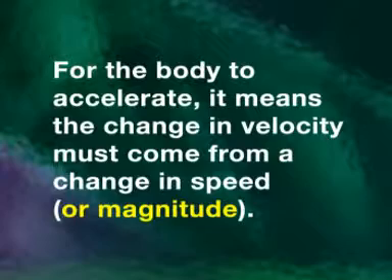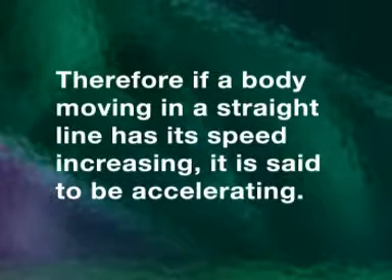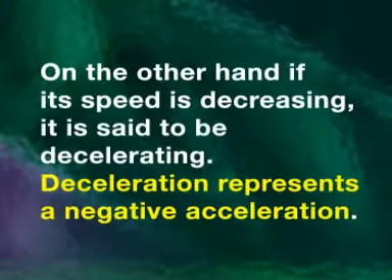Now, consider a body moving in a straight line. This means that its direction does not change. For the body to accelerate, it means the change in velocity must come from a change in speed or magnitude. Therefore, if a body moving in a straight line has its speed increasing, it is said to be accelerating. On the other hand, if its speed is decreasing, it is said to be decelerating. Deceleration represents a negative acceleration.